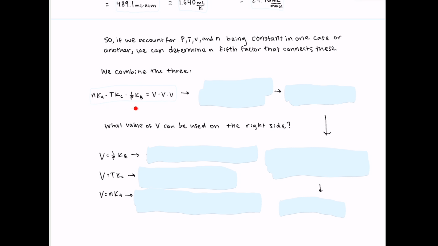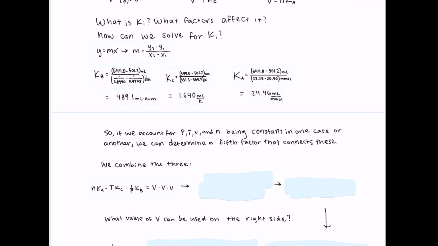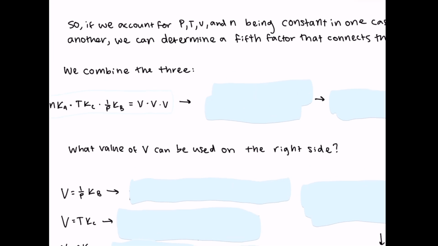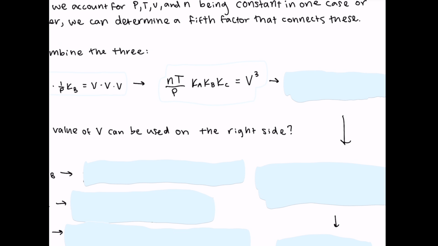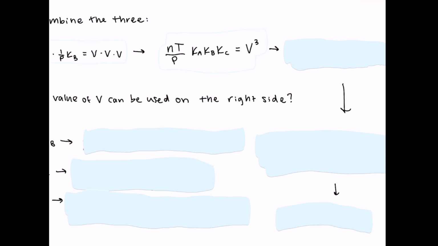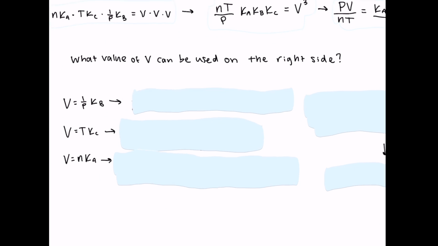So taking each, these are all the right sides of the equations here, we're multiplying them by each other, and so that essentially is multiplying v times v times v. So we get something in the form nt over p times each of their constants equals v cubed. And we're going to want to separate it out so that we have just one of each on one side, and v becomes something of a constant in this situation. And we're calling that r just being our universal gas constant that relates p, v, n, and t.